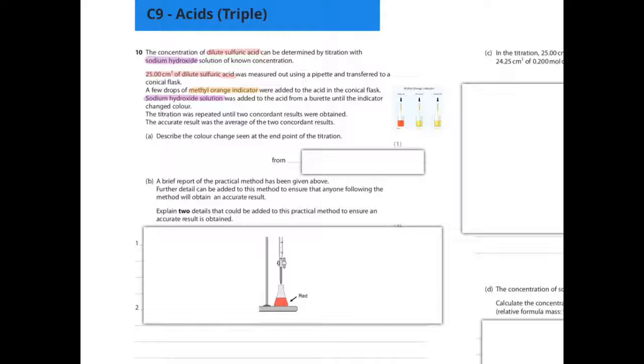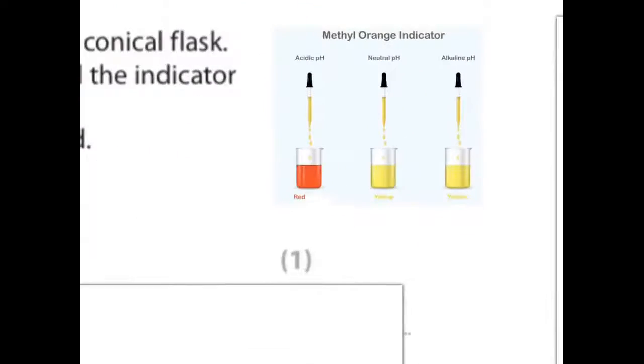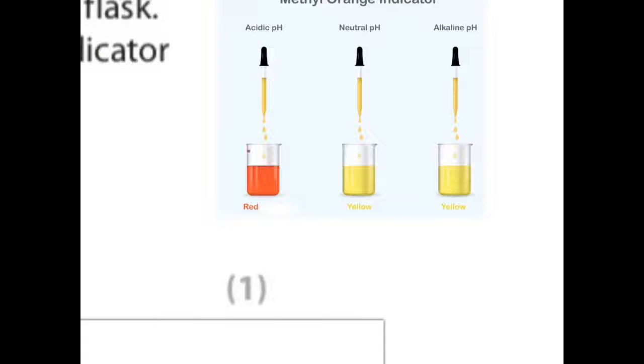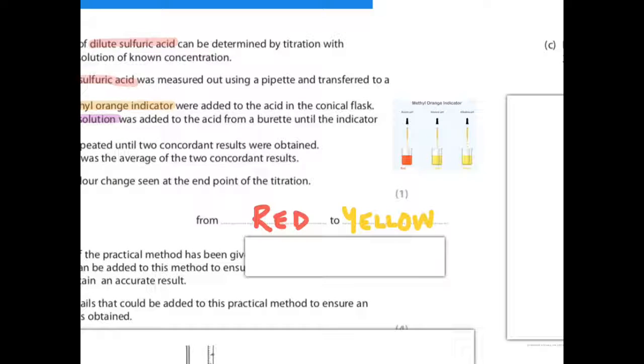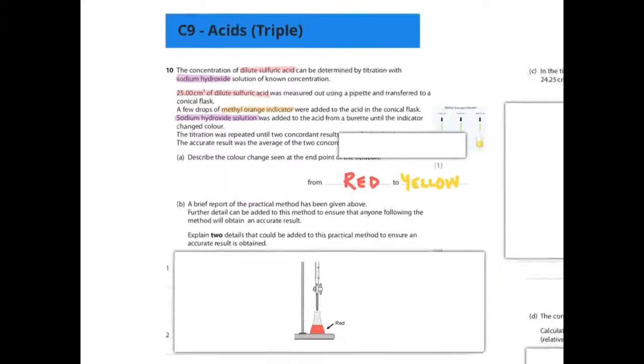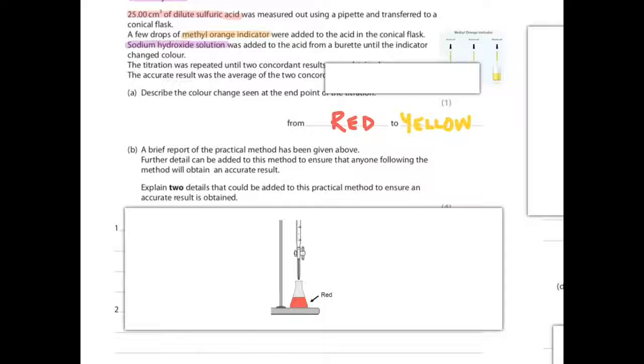The first question is really easy though. Describe the colour change seen at the end point of the titration. For this, you just need to understand methyl orange. So methyl orange was added to the acid. In an acid, it's red, but when it becomes neutral or alkaline, it turns yellow. So you just have to say from red to yellow. That's that. Next, it could ask you for phenolphthalein, where you'd have to think about pink and colours.